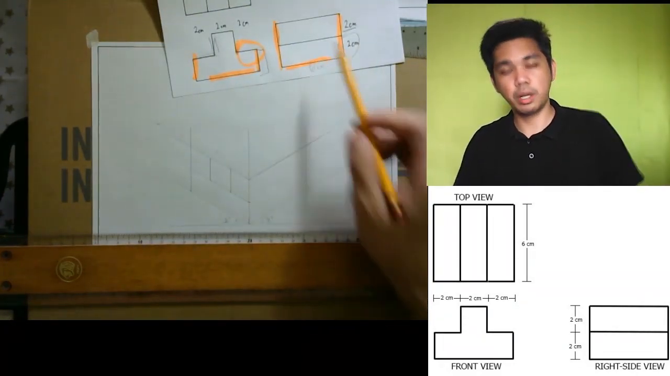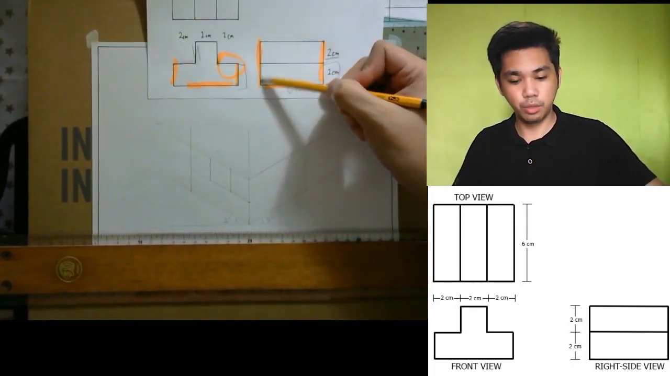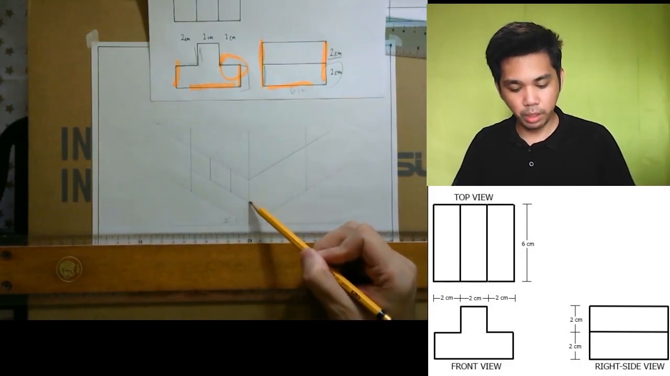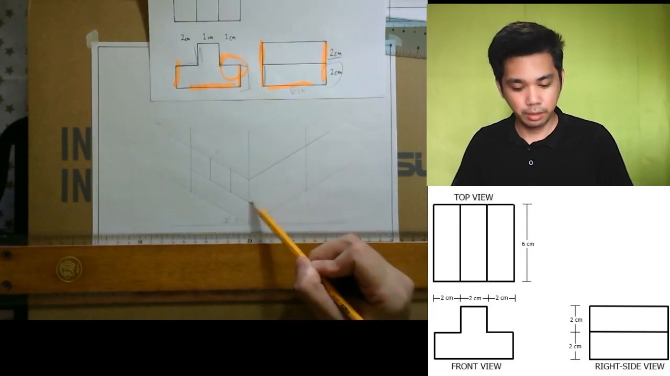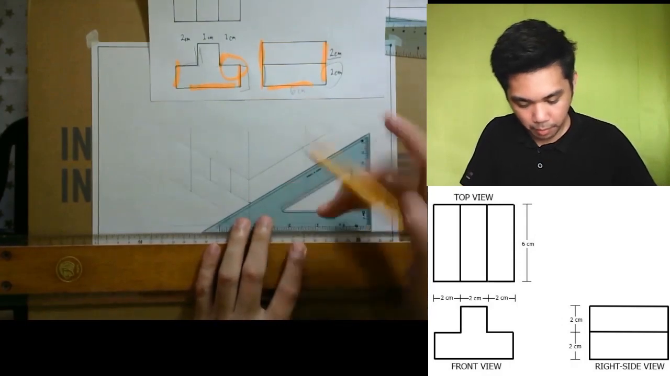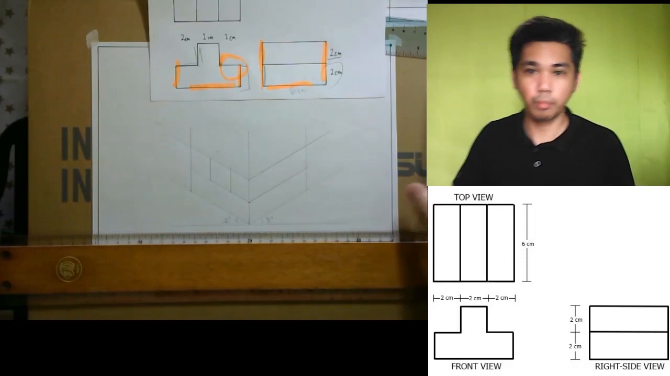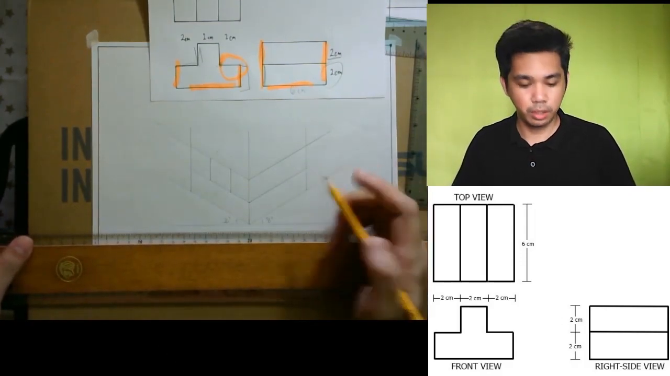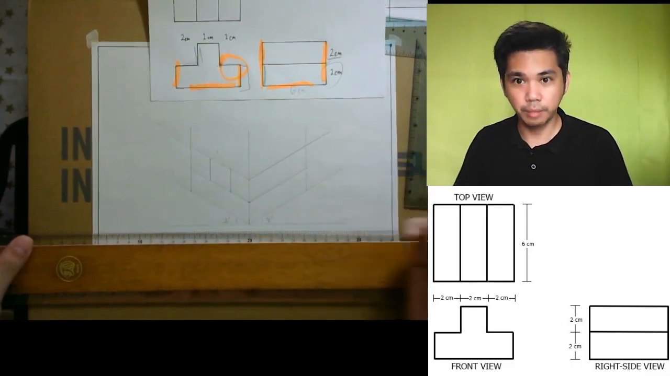Now let's try to do the right side view. We know that the height of this one is 2 centimeters also. So from here to here, this is 2 centimeters. There should be a line going to the right side. So now what you are seeing is a semi-completed right side and a completed front side.